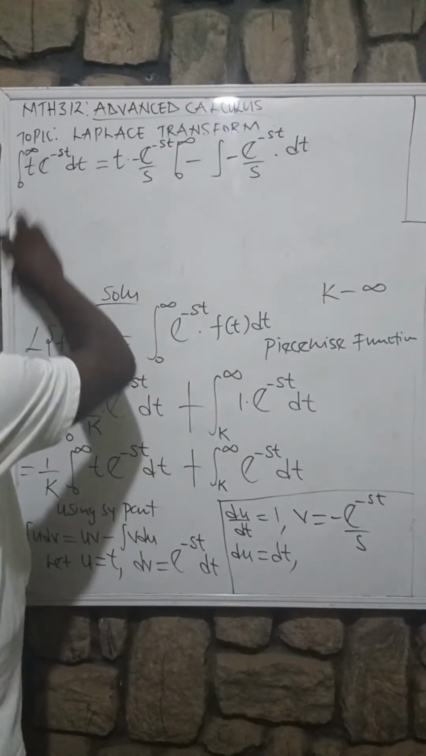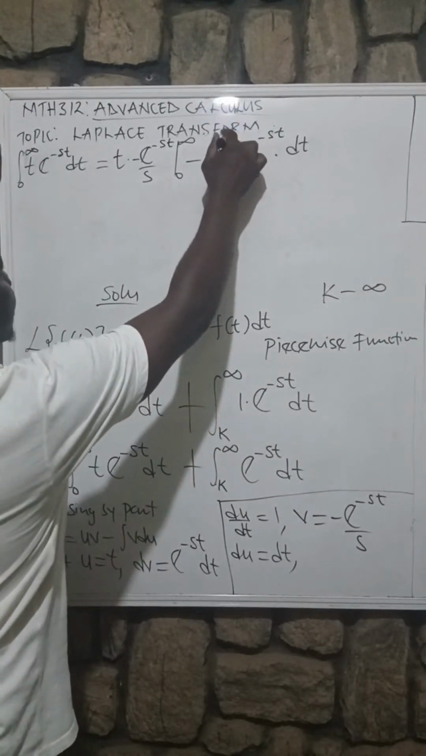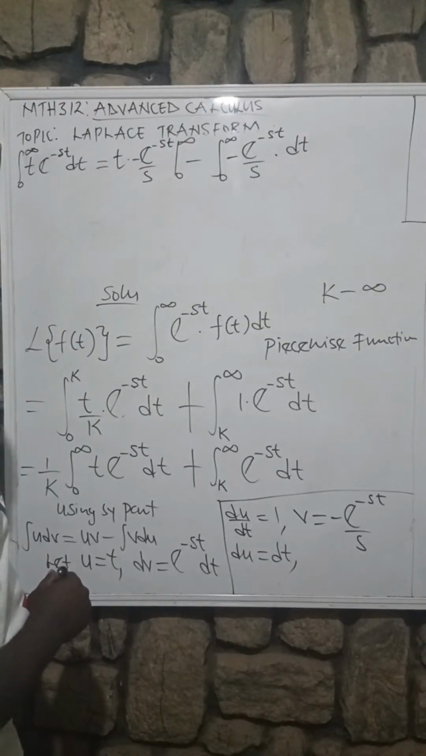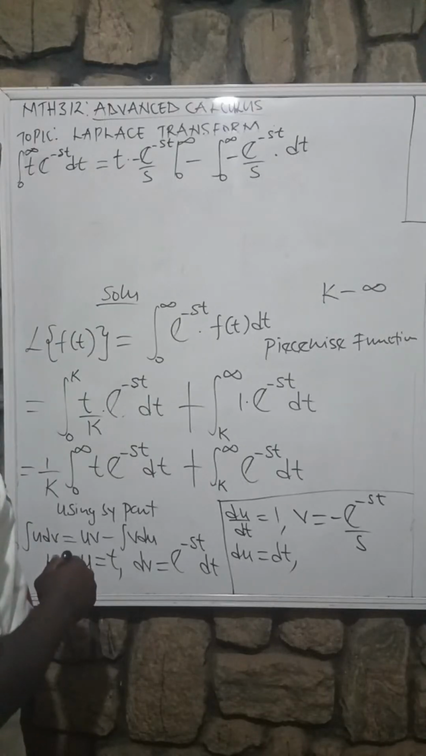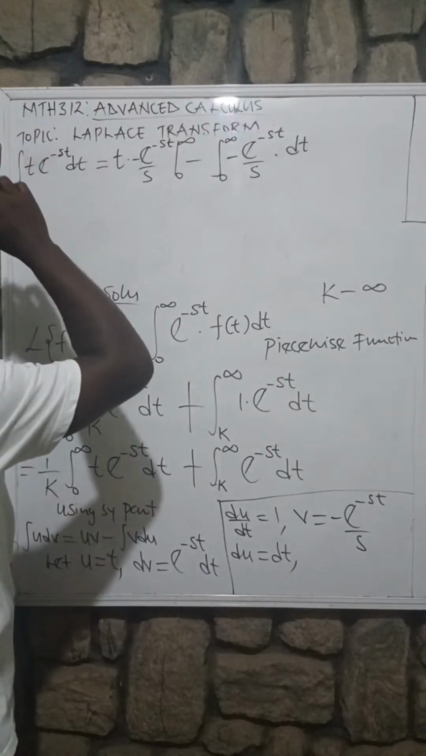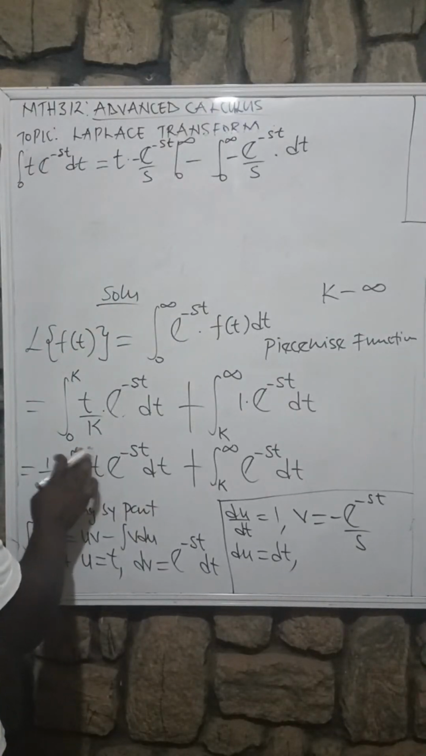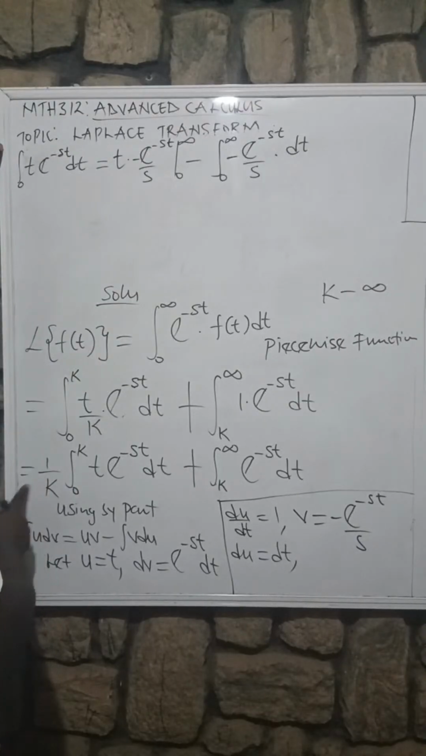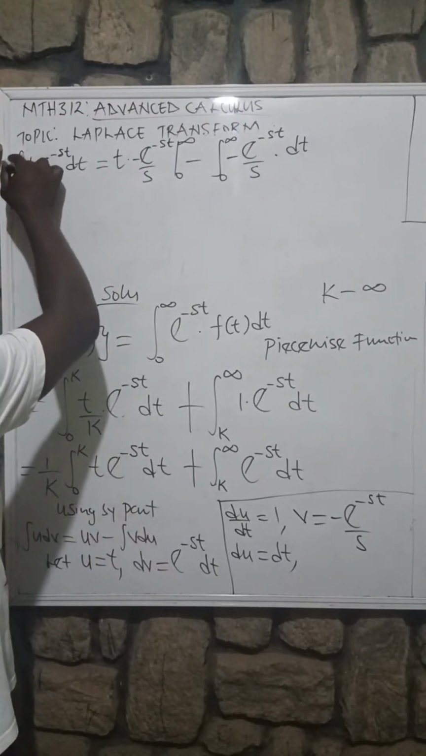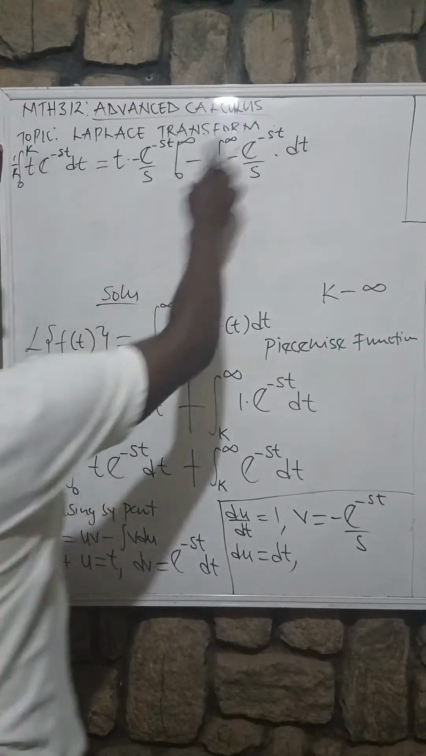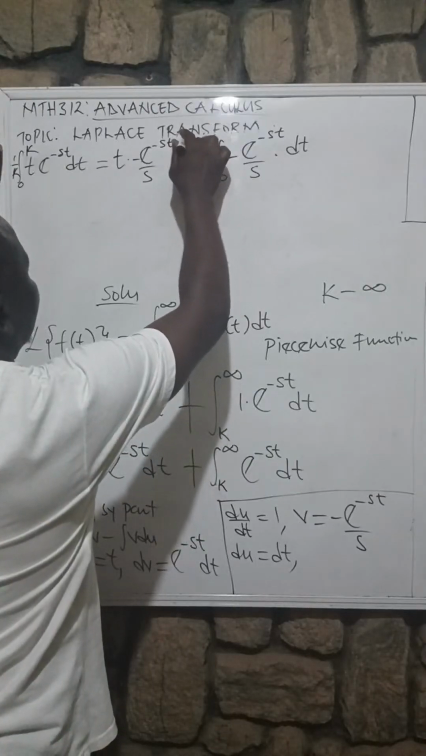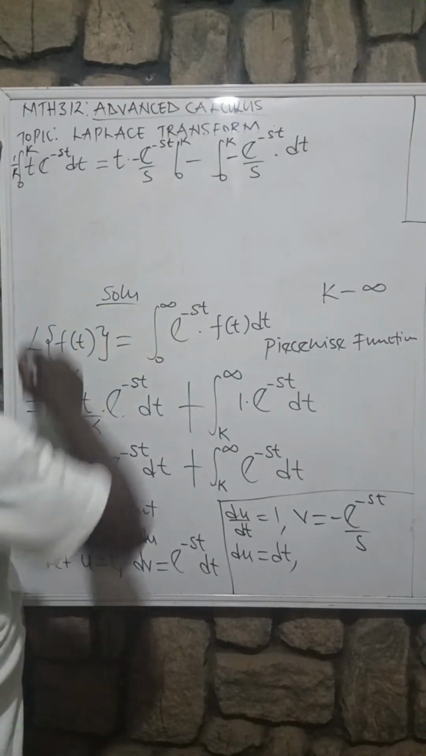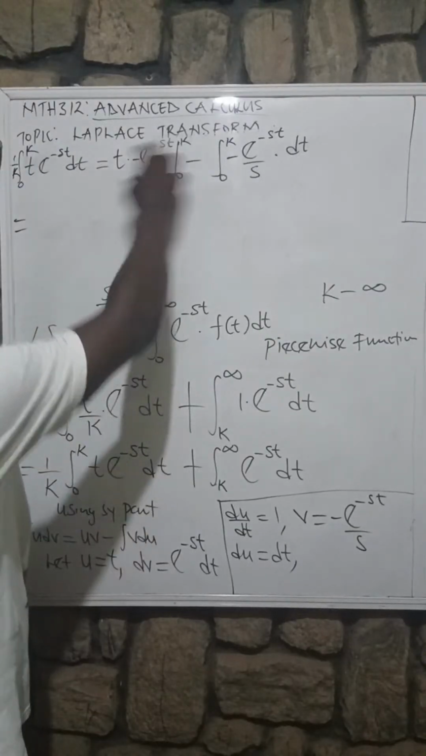So what will happen here is, this is 0 to k, sorry, it is not infinity. I made a mistake here. I was expecting you to correct me. It is 0 to k. But mind you, there is 1 all over k. So we have to substitute in the k.